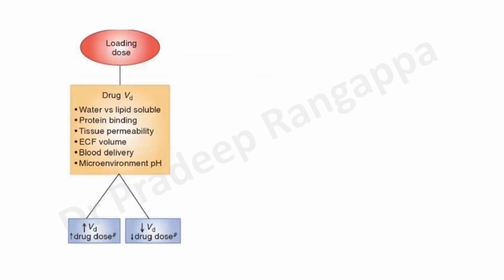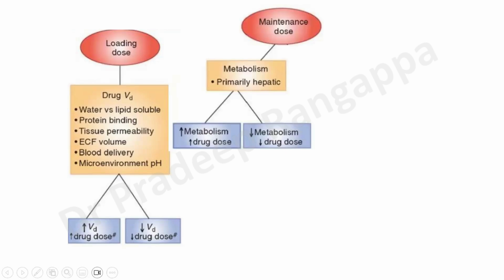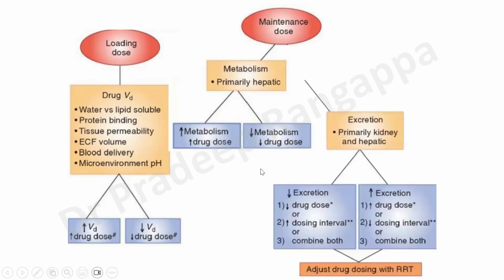Summarily, when you're giving a loading dose, one needs to understand that if there is an increased volume of distribution, you need to increase the loading dose. If there is a reduced volume of distribution, you have to reduce the loading dose. When you're talking about metabolism, if there is an increased metabolism, you have to increase the drug dose. When there is reduced metabolism, as in hepatic dysfunction, you have to reduce the drug dose.